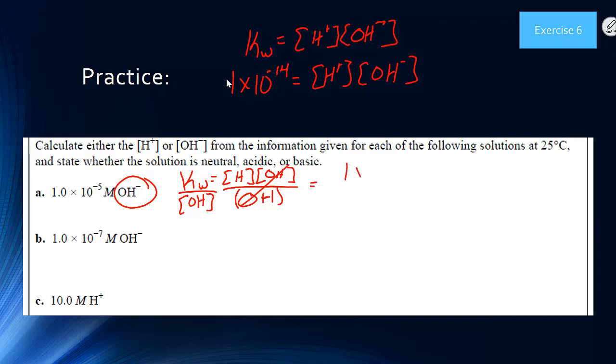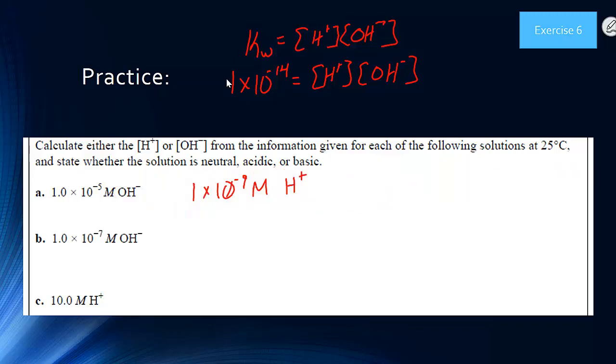So 1 times 10 to the negative 14th divided by 1 times 10 to the negative 5th has to equal the concentration of our hydronium. The concentration of our hydrogen ion is 1 times 10 to the negative 9th. In order to determine if this is an acid or a base, simply compare the two. Negative 5 is larger than negative 9. Since this has more hydroxide, this is an alkaline solution.